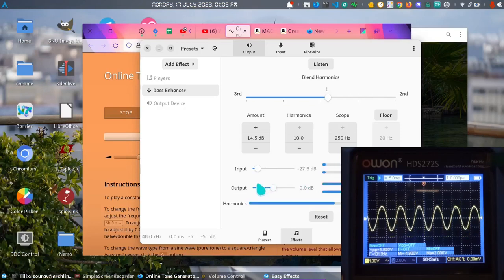So if we reduce that down to something like 19 dB, now you can see that we still have some distortion because there is lots of amplification going on from here. But if we reduce that further, the amplitude reduces, but the bass is actually boosted a lot, right?